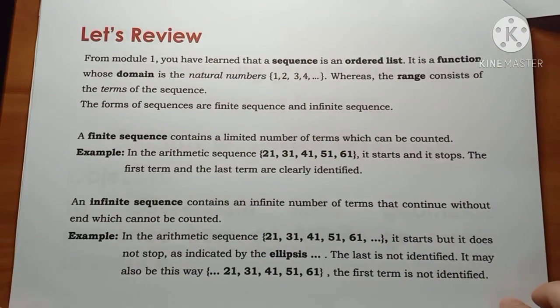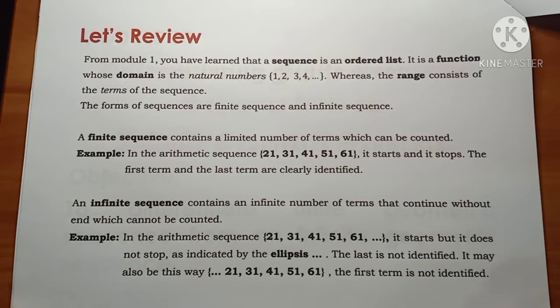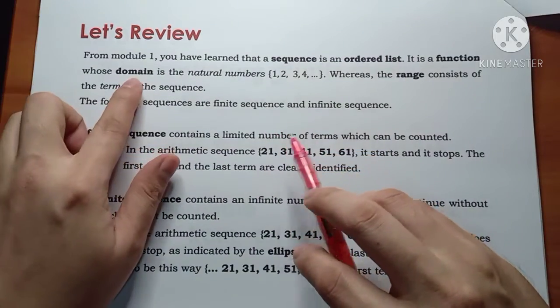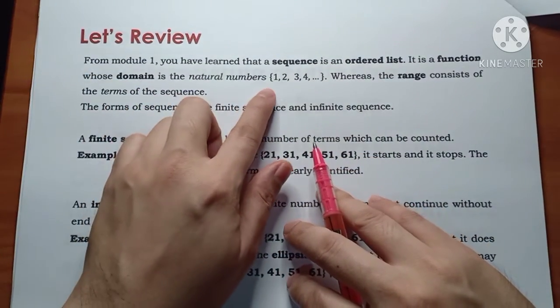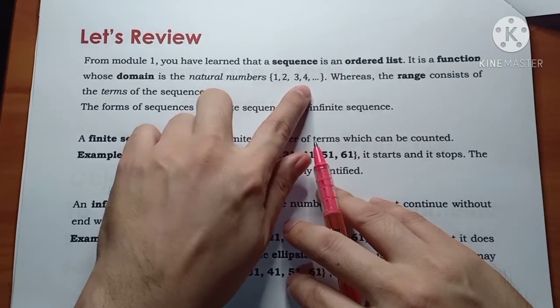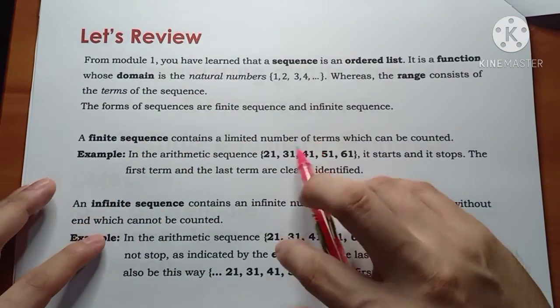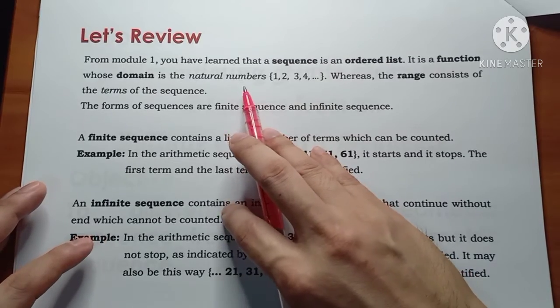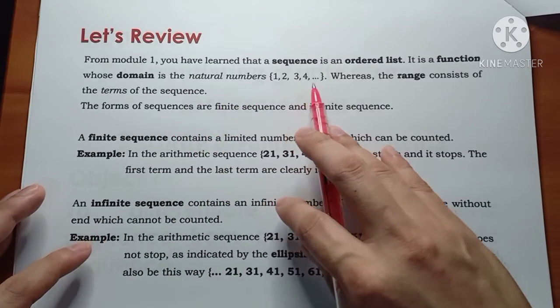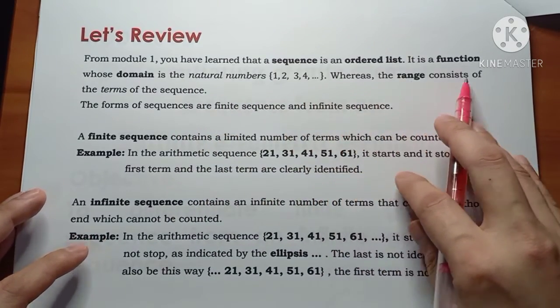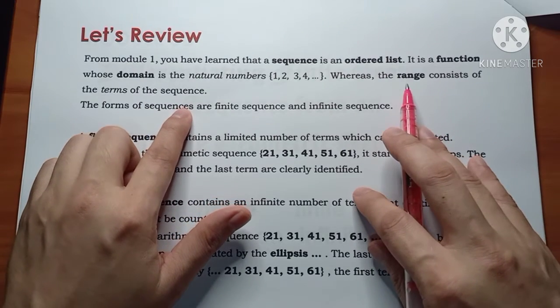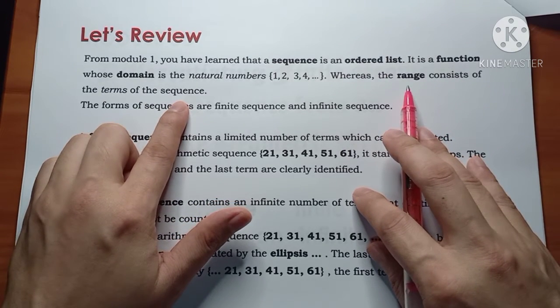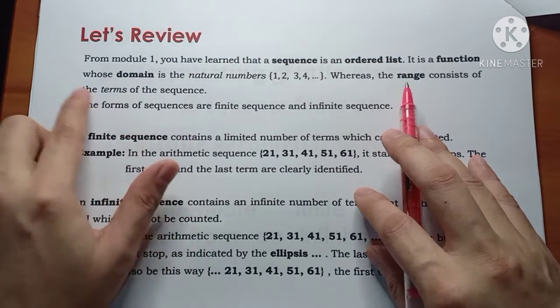So, from Module 1, you have learned that a sequence is an ordered list. It is a function whose domain is the natural number. So, alam na natin na ang domain niya is a natural number. 1, 2, 3, 4, ellipses kung hanggang ilan. So, nag-start talaga siya sa 1. Wala namang mga negative dyan kasi all domain are set of positive integers, whereas the range consists of the terms of the sequence. Ito naman yung kung ano ang makukuha natin sa ating sequence. So yan ang mga terms.